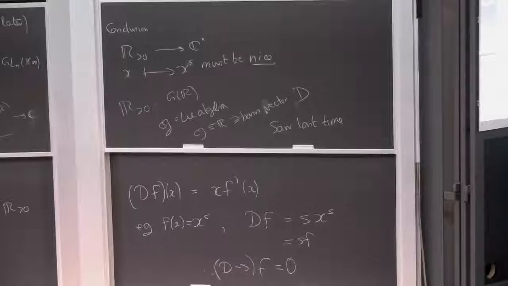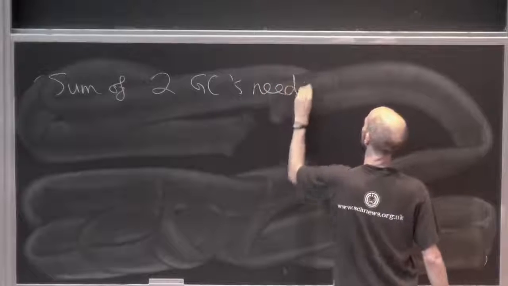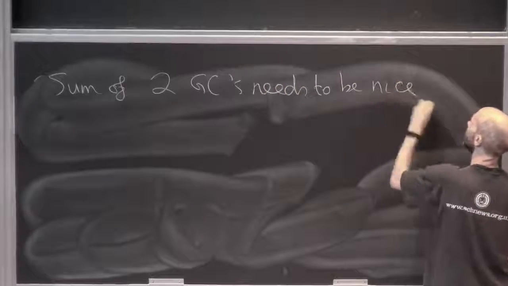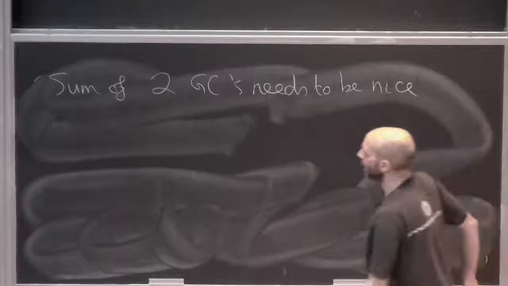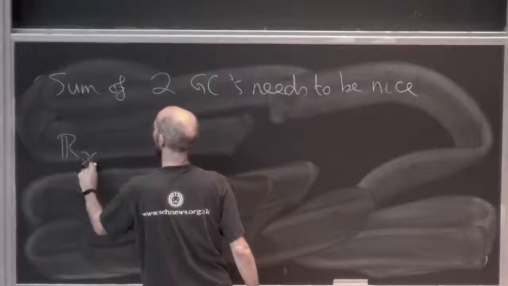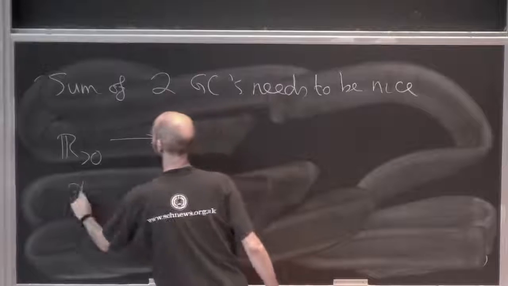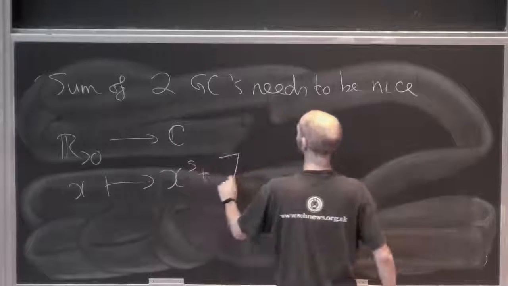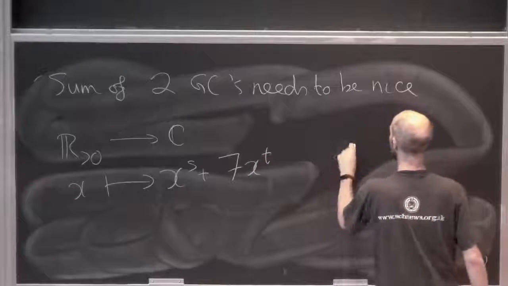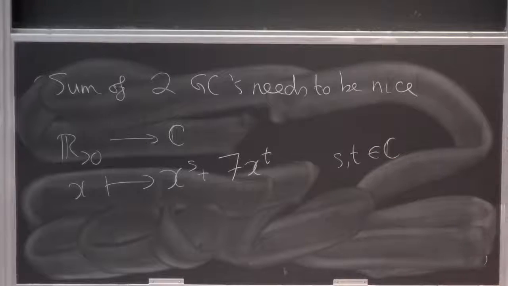So now we have to do some more calculus, but I prepared it earlier this time, so you won't see me differentiating x to the s live today. So we want the sum of two Grössencharacters to be nice. So therefore, I'm looking at the following map. From R bigger than 0 to C, I'm looking at x goes to x to the power s plus 7 times x to the power t, with s and t random complex numbers. I've scaled one and I've added the other. That had better be nice, right?